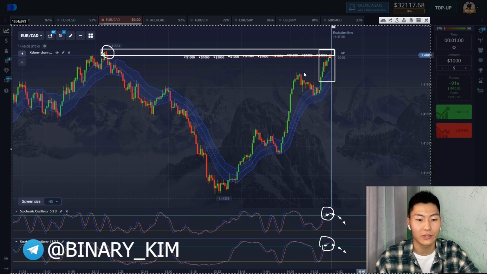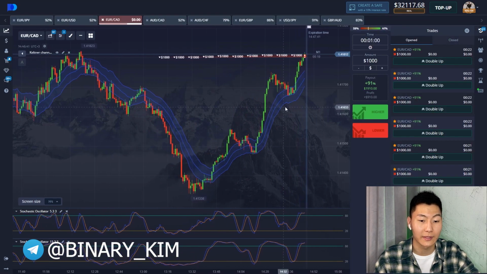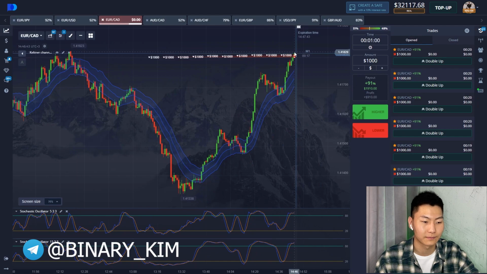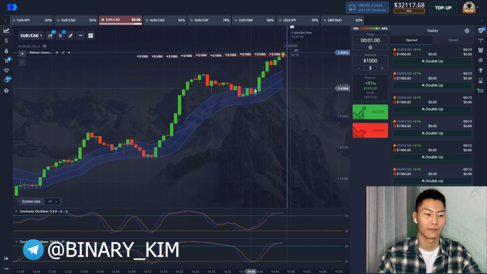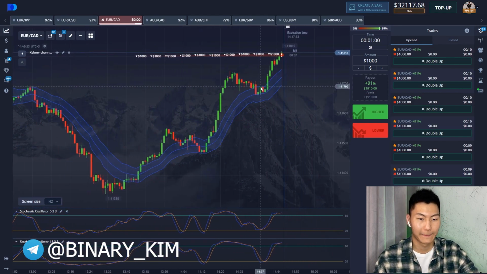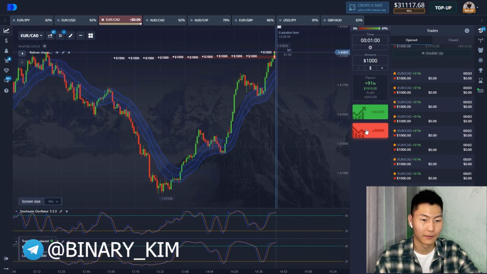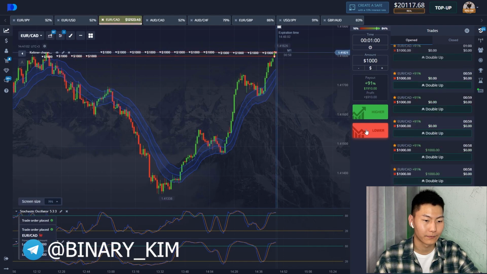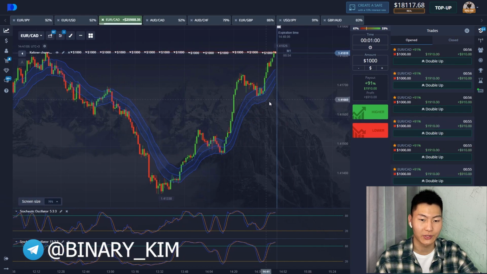Also, the touch of our resistance zone is happening here. That's why the price is very likely to reverse. So let's watch the price movement. There are literally 10 seconds left before the closing. We have to open an additional short position, guys.